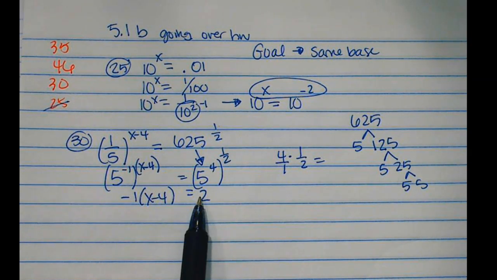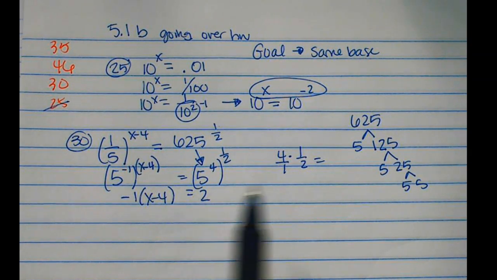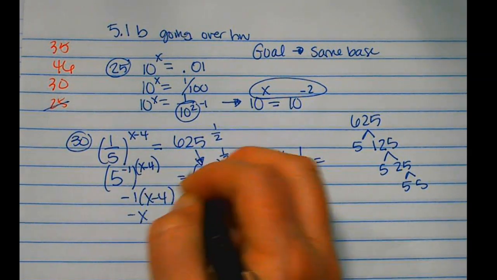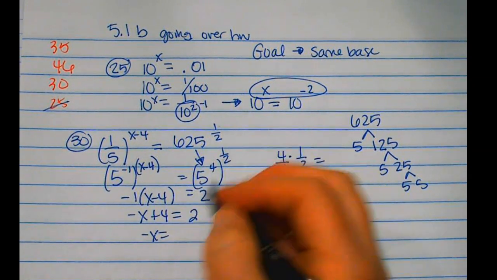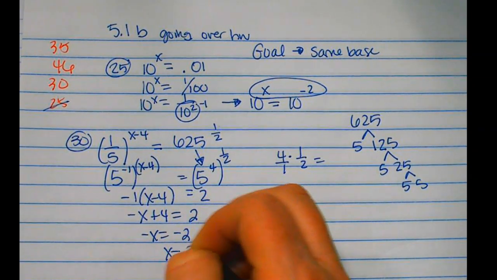And now this is an algebra 1 problem that we can solve easily if we distribute the negative x and then the plus 4. We're going to say negative x equals negative 2, so x equals 2.